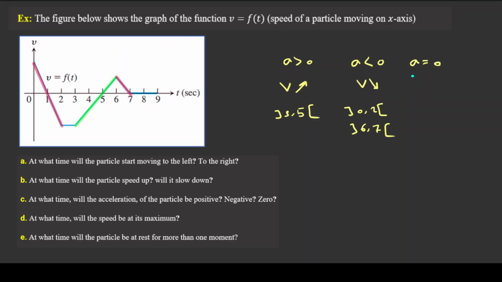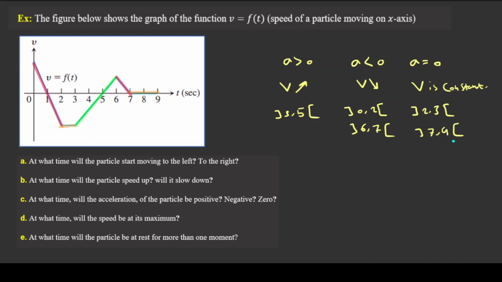At what time is the acceleration 0? When velocity is constant. When is velocity constant, guys? Velocity is constant from 2 to 3, and also from 7 to 9. So velocity is constant, or acceleration is 0, for 2 to 3, and also 7 to 9.